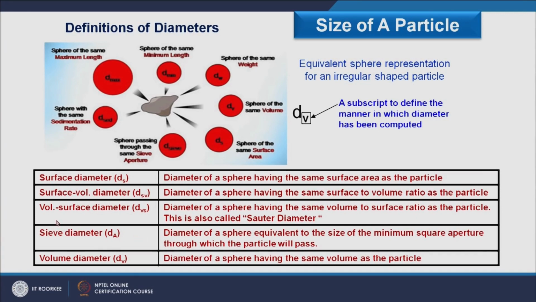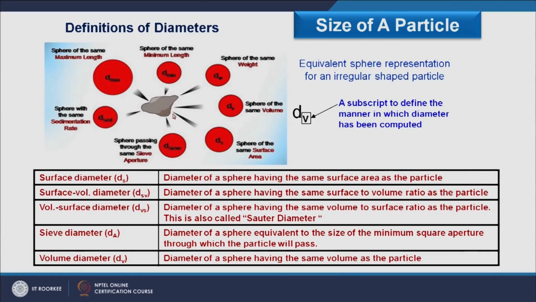Another definition we have is the sieve diameter dA, that is the diameter of a sphere equivalent to the size of a minimum square aperture through which the particle will pass. Now what is this square aperture? That I will speak about in the 4th lecture. Now another definition we have is the volume diameter, the diameter of a sphere having the same volume as the particle.